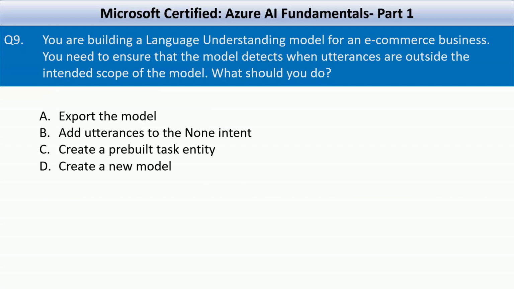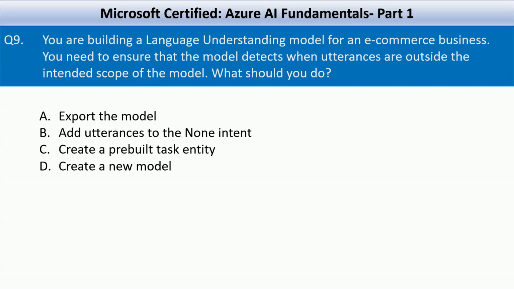Next question, folks. You are building a language understanding model for an e-commerce business. You need to ensure that the model detects when utterances are outside the intended scope of the model. What should you do? Your options are export the model, add utterances to the none intent, create a pre-built task entity, create a new model.